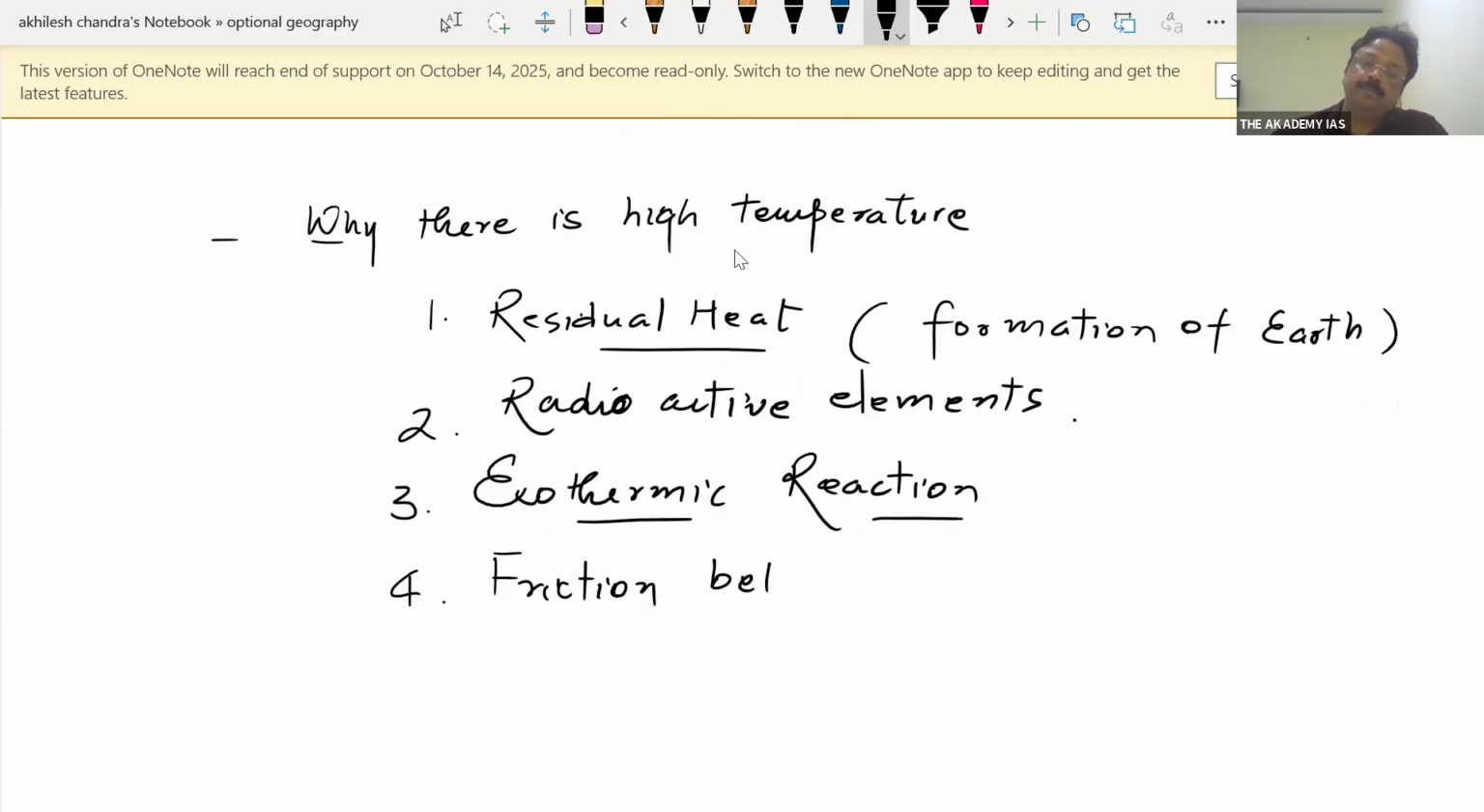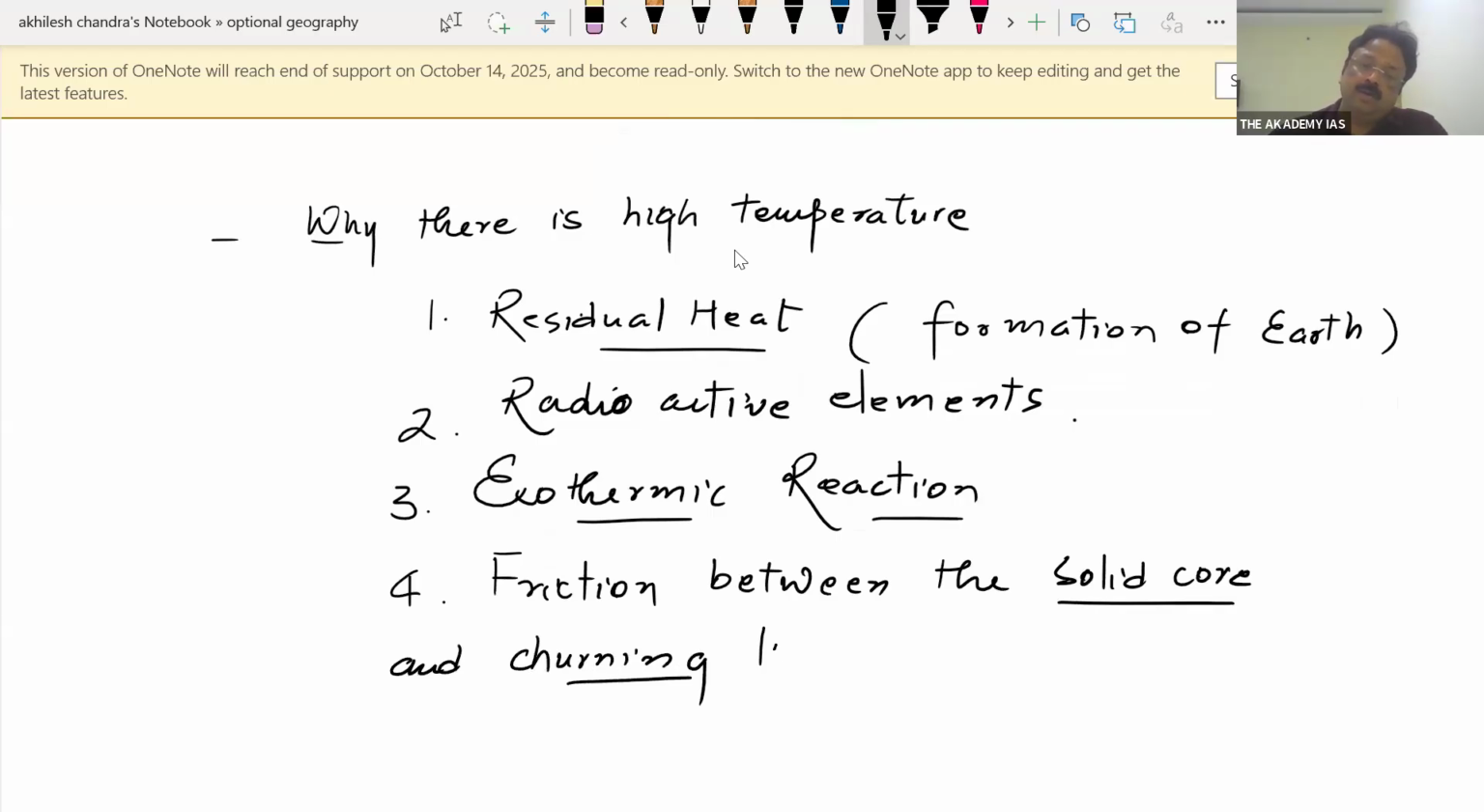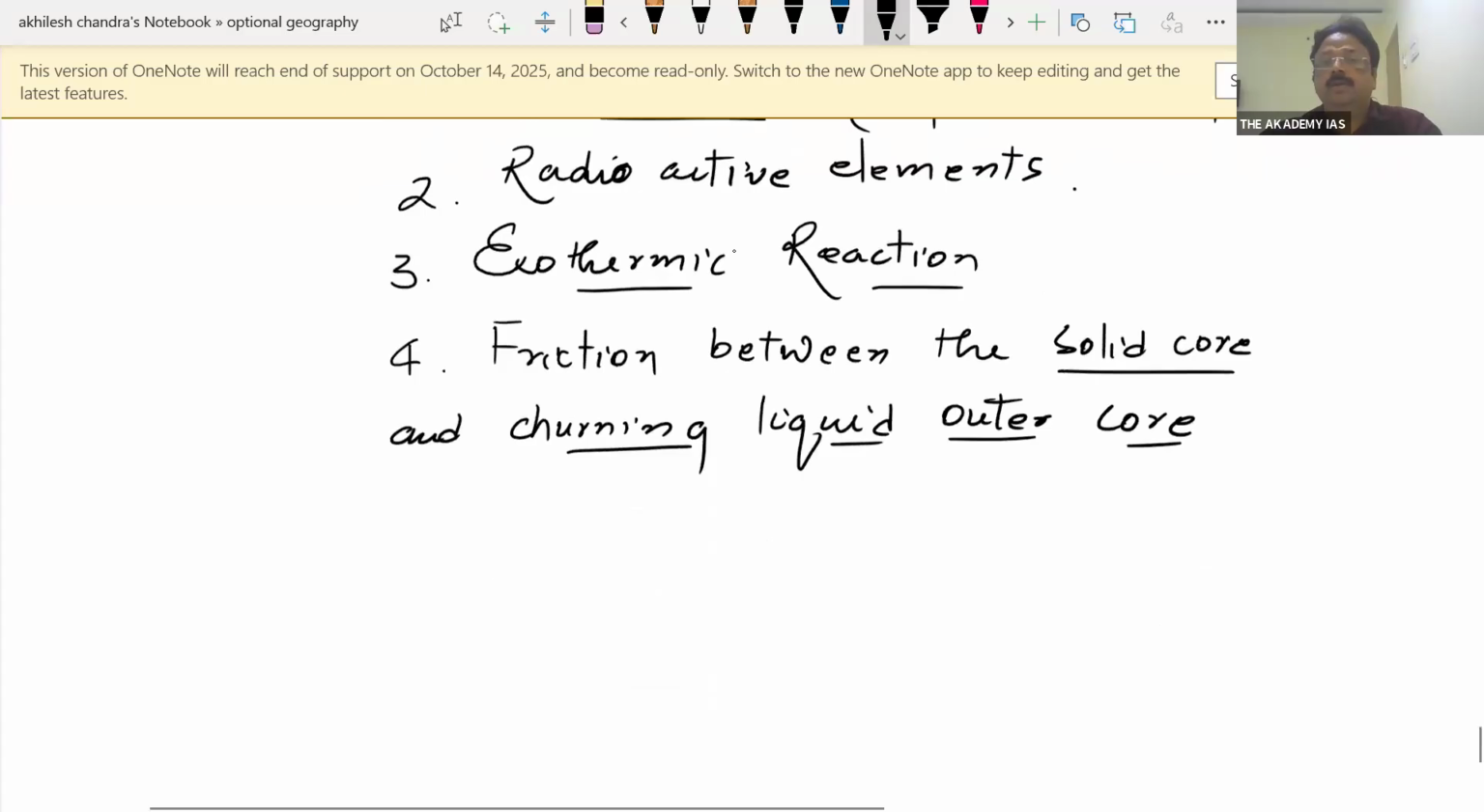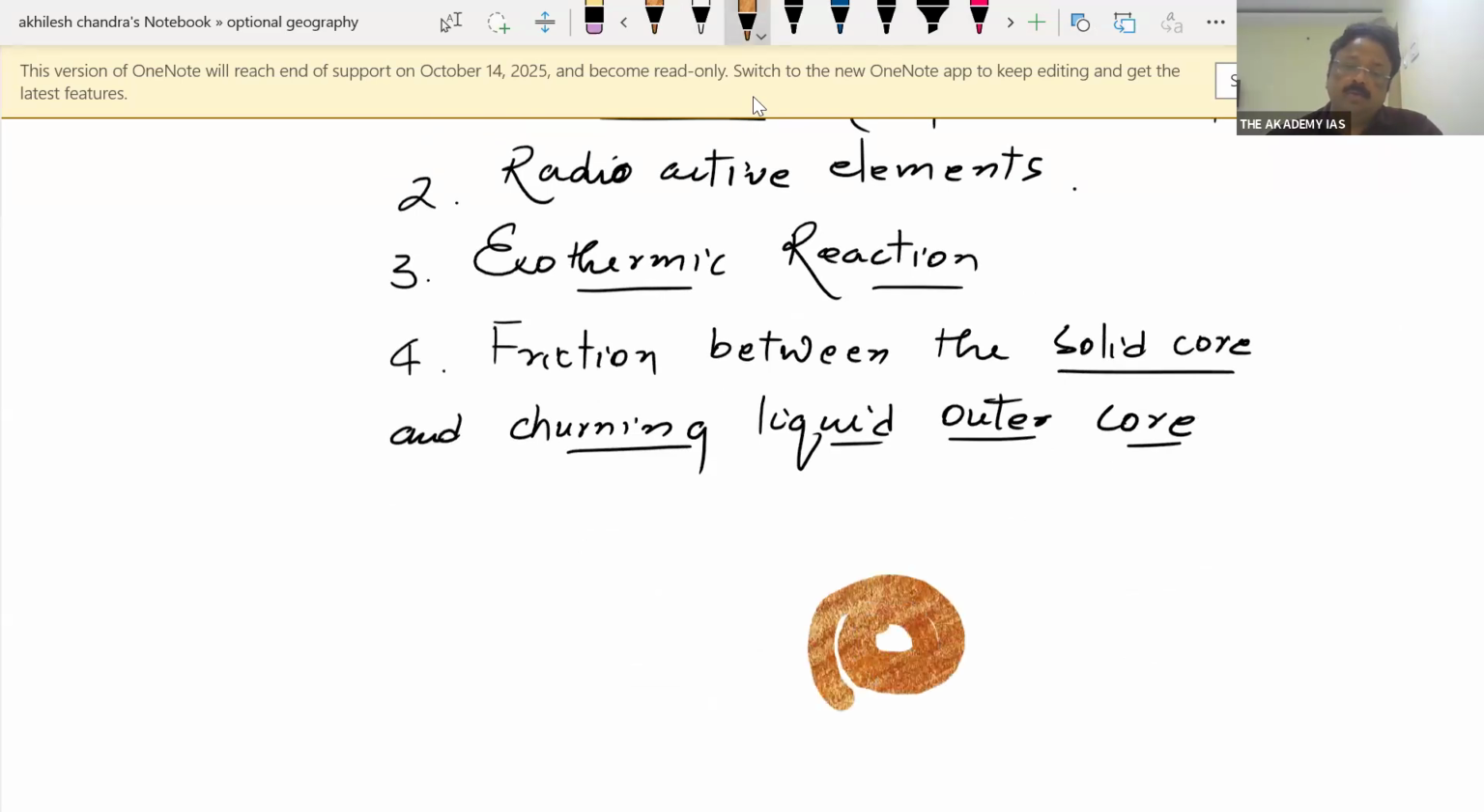And the fourth thing is friction between the solid core and the churning liquid outer core. So the outer core is moving. Both are made up of what? Both are made up of nickel and iron. So this is the outer core.